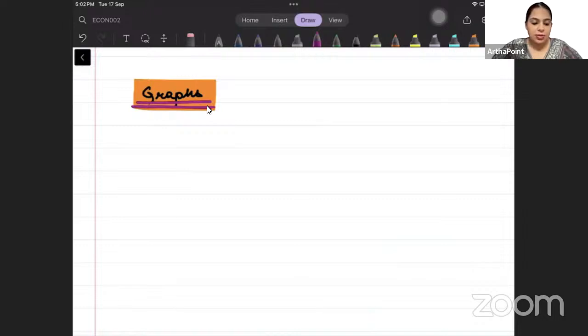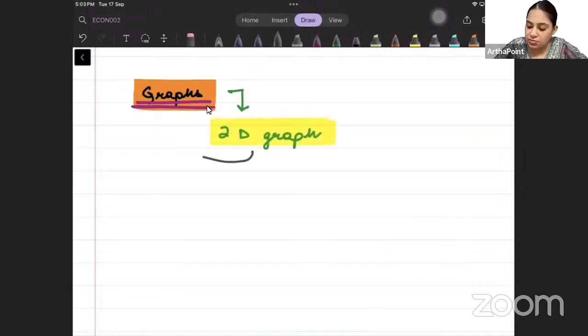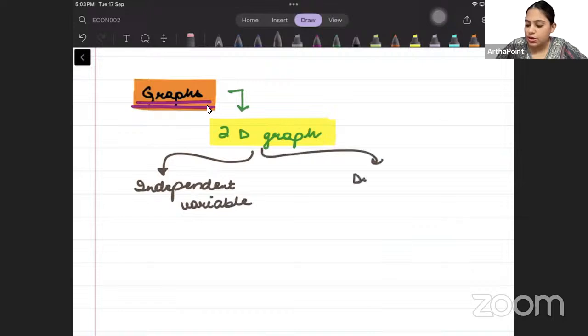Okay beta, to make a graph, usually we will talk about a two-dimensional graph, a 2D graph. And to make a 2D graph, whenever we need to make a two-dimensional graph, we need two variables. One is called an independent variable, and one is called a dependent variable.